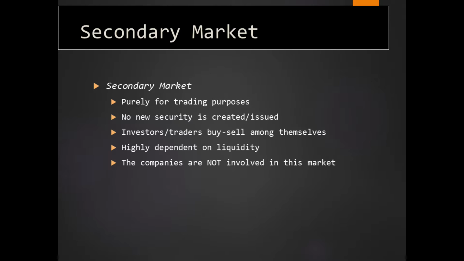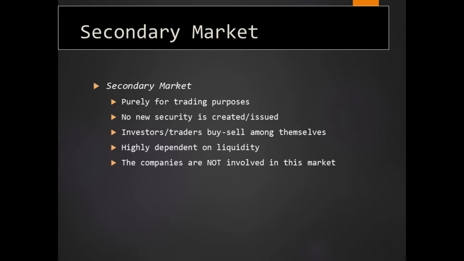And another thing you will notice is that the company is involved only in the primary market. When people subscribe to an IPO, the money that they pay directly goes into the company's account. But in the secondary market, when shares change hands, nothing goes to the company. The company is not involved. Only the buyer and the seller of the shares are the people who are impacted by that trade.